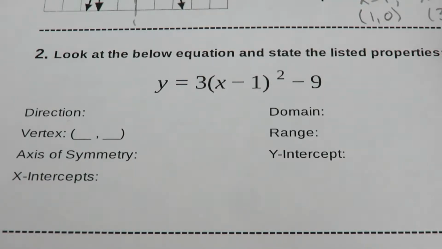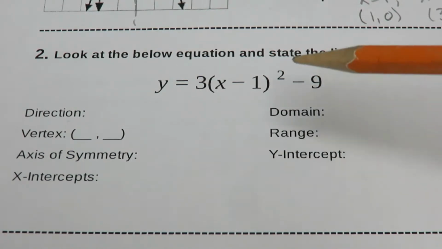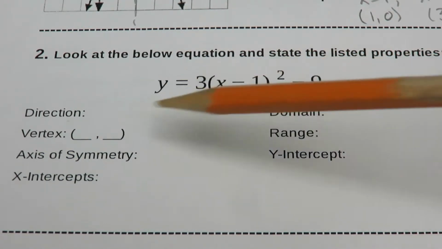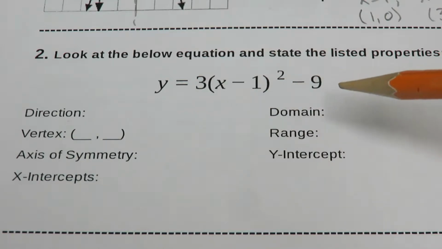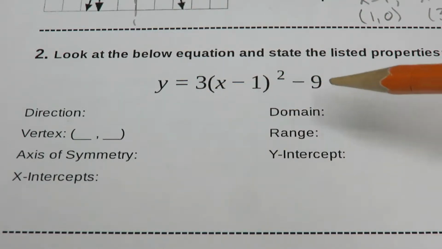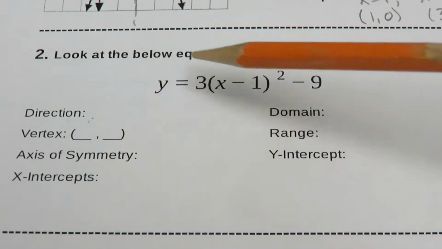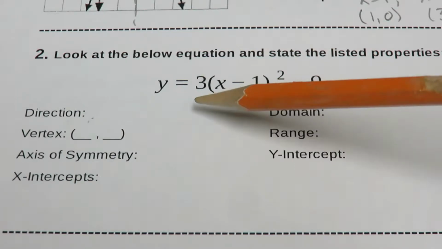So question number 2 asks you for some properties again, but this time you don't get to see a picture like we did before. You just get to see the equation that that picture comes from. So there's a couple key things that we need to know about this equation. The first thing is that our direction is something that we can find by looking at that very first number.